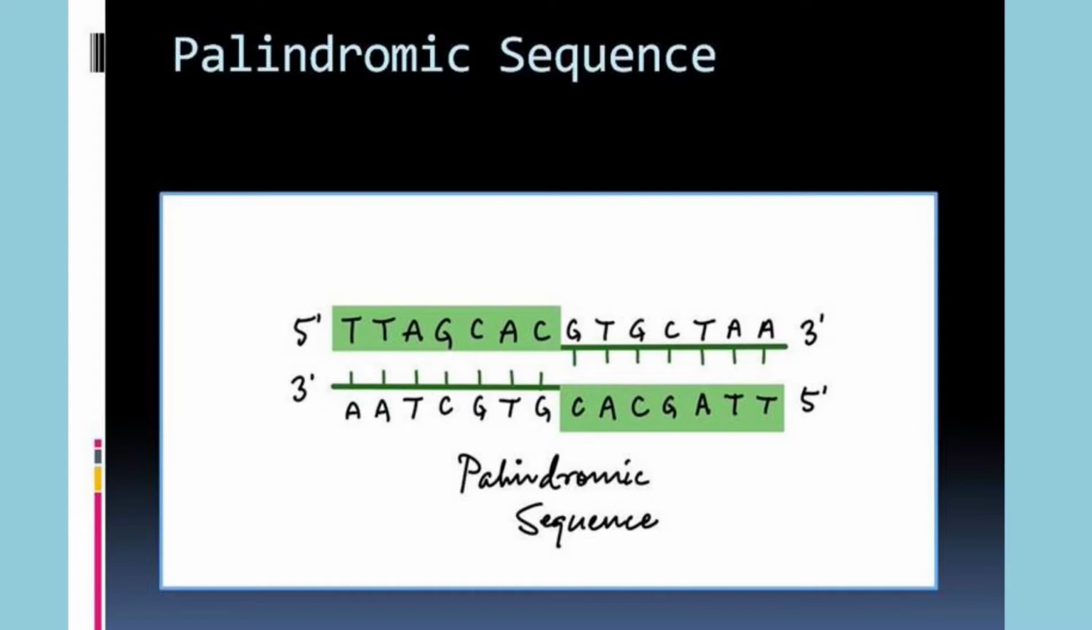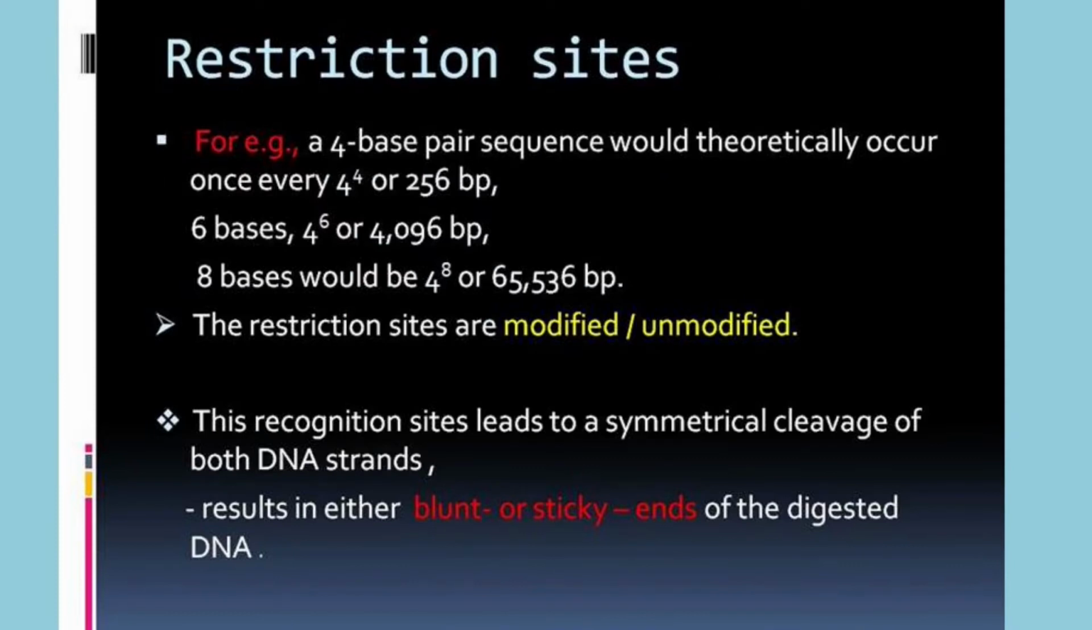A palindromic sequence is a nucleic acid sequence in a double-stranded DNA or RNA molecule, whereby reading in a certain direction on one strand is identical to the sequence read in the same direction on the complementary strand. The restriction sites are modified. And where are they modified? They are modified in the genome of bacteria and prokaryotes.